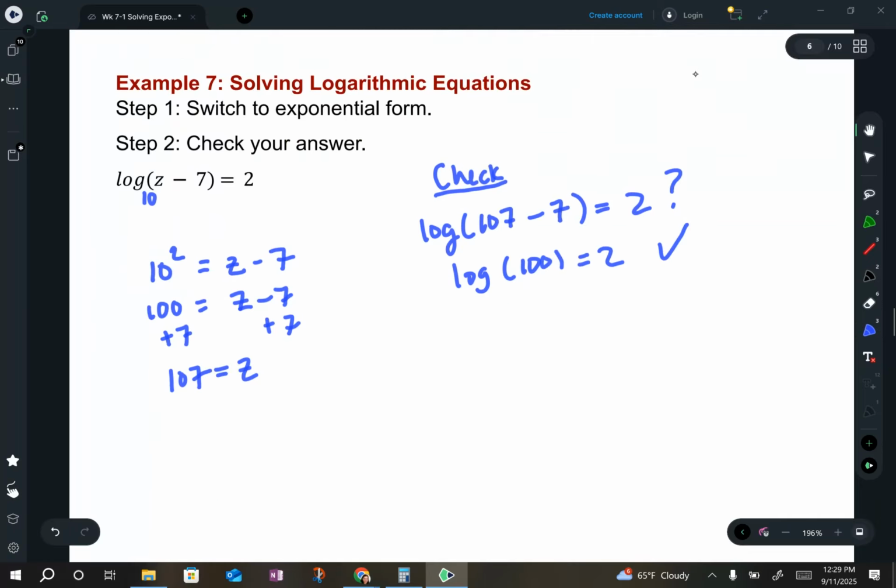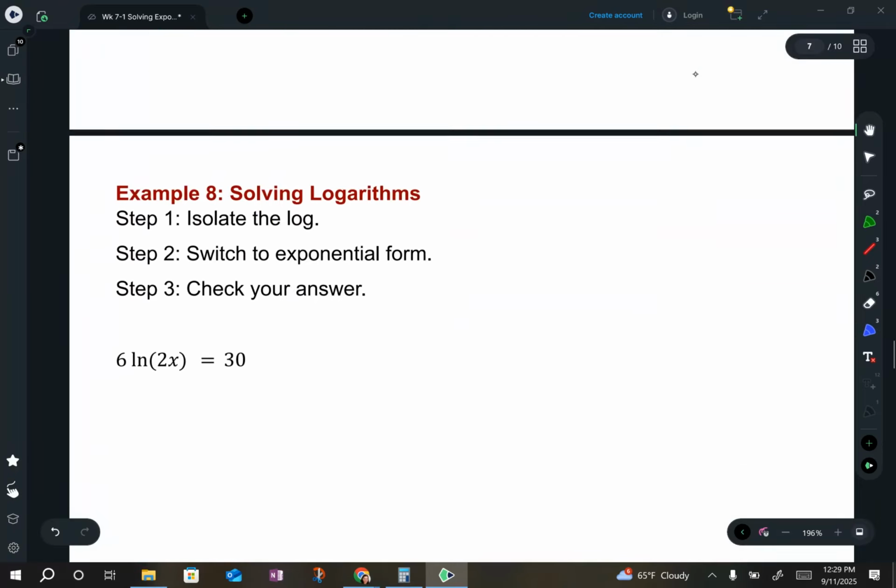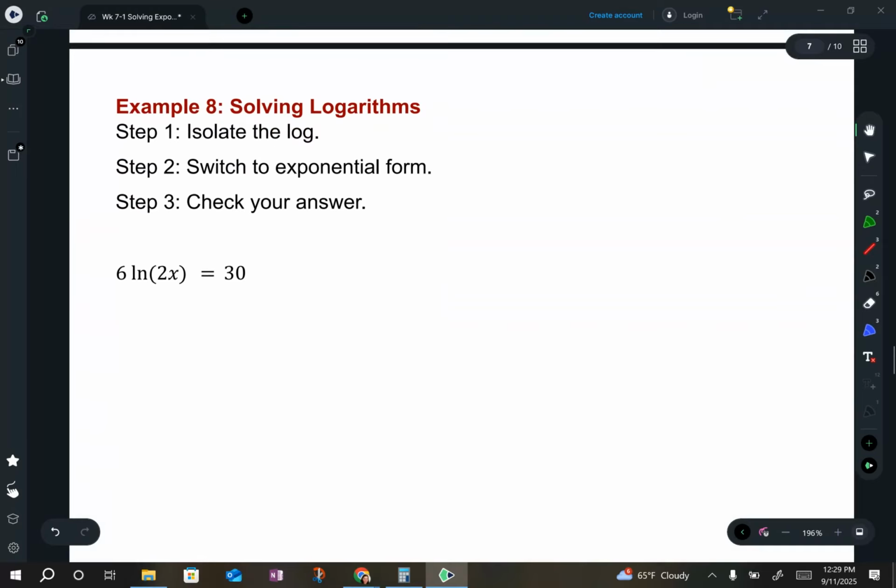Let's try another one. Now this one's just a little bit more complicated. We're going to do the same basic pattern, except we have a new step 1, which is to isolate the log completely and then switch to exponential form and check your answer.